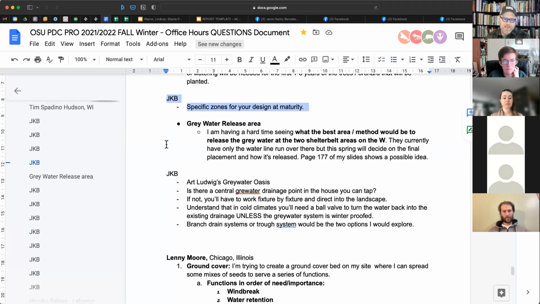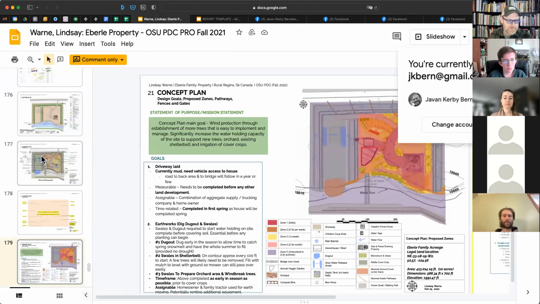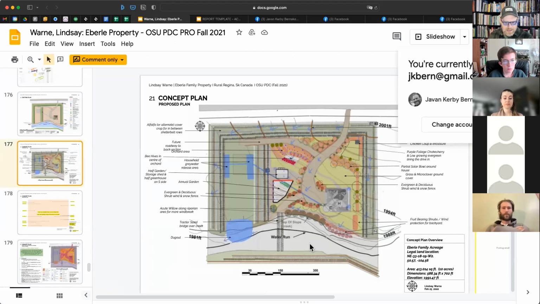Gray water release area. I'm having a hard time seeing what the best area method would be to release the gray water at the two shelter belts on the west. They currently only have the water line run over there, but this spring we'll decide on the final placement and how it's released. Page 177 on my slide shows a possible idea. Okay, great. So we're going to go to 177. And west side, let's compass northwest. So orchard area, dugout.